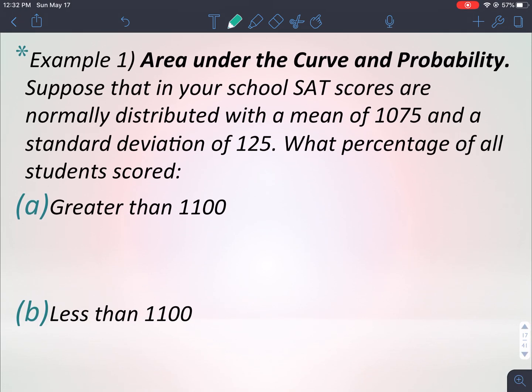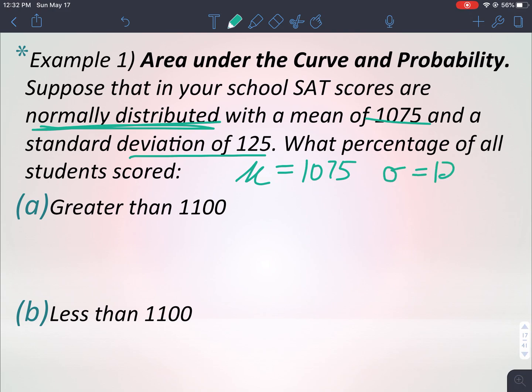Here's our example. It will make much better sense when we do a real-world example. So no more mean 0, standard deviation 1. Here's some data in which the school SAT scores are normally distributed, keywords, with a mean of 1075 and a standard deviation of 125. I just did step 1 of the process. Identify the mean, identify the standard deviation.